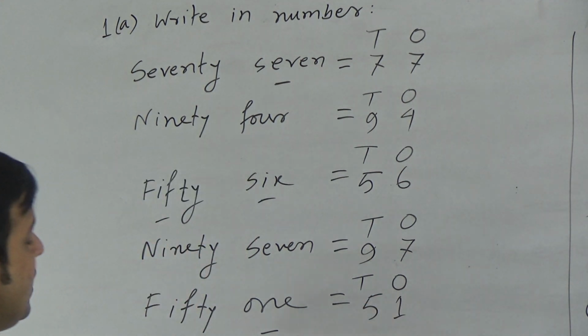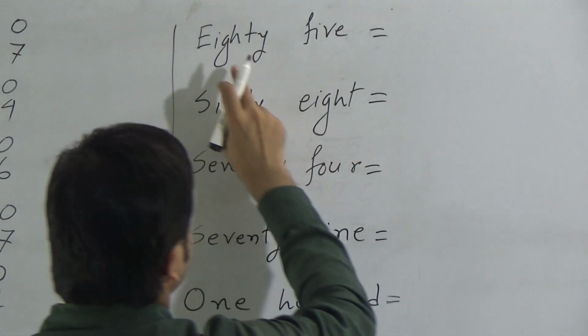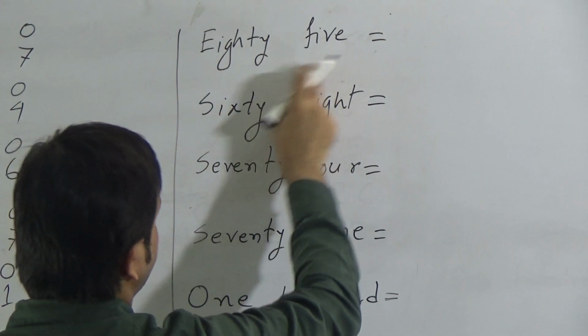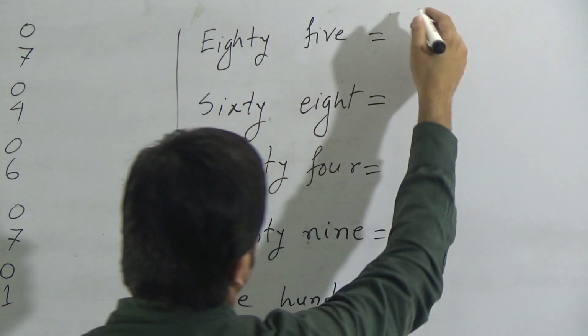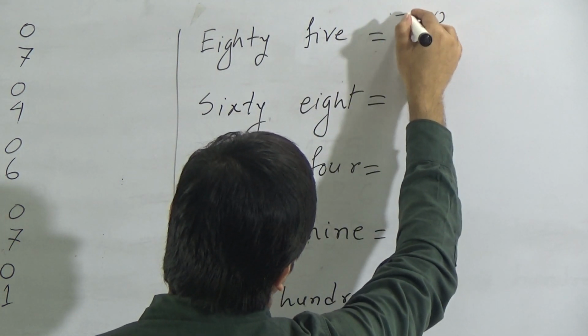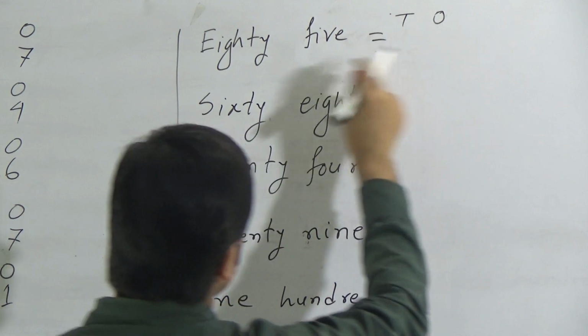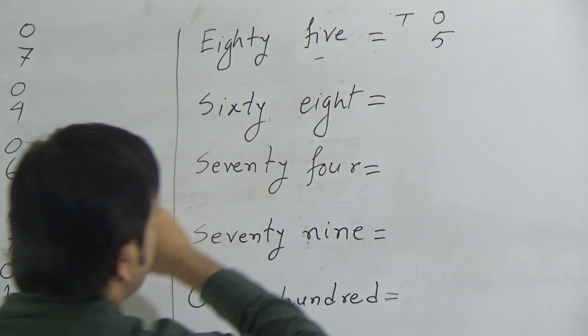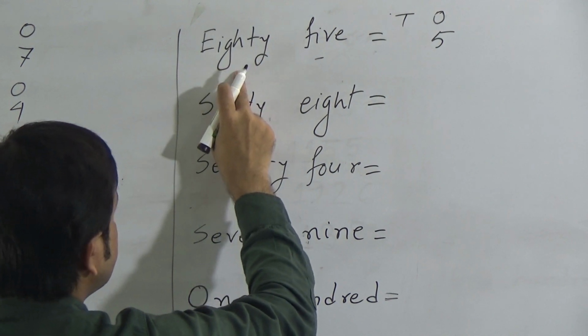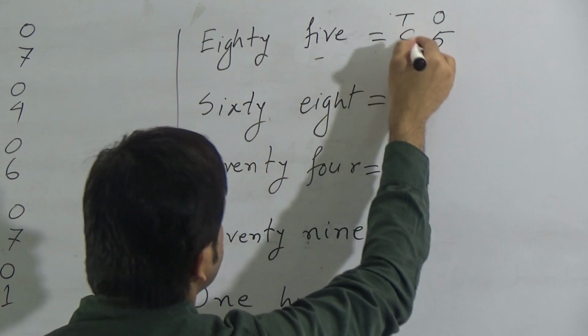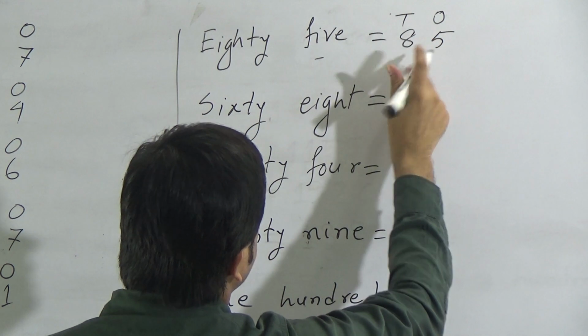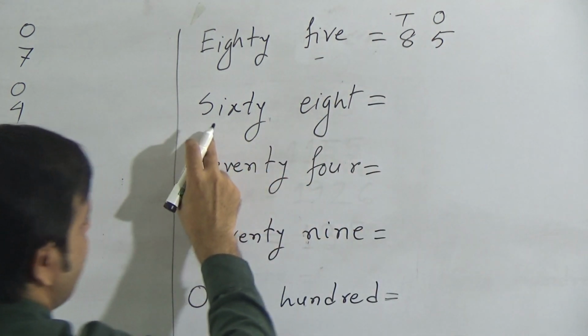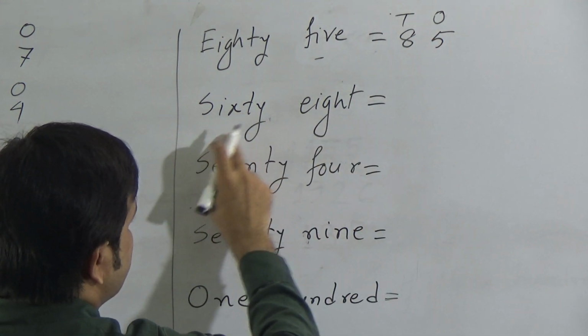It means 51. Okay dear students, now see here, next number is 85. So we can write here ones, tens. Here 5 will be in ones place. To write 80 we need 8 in tens place. So this is 85.